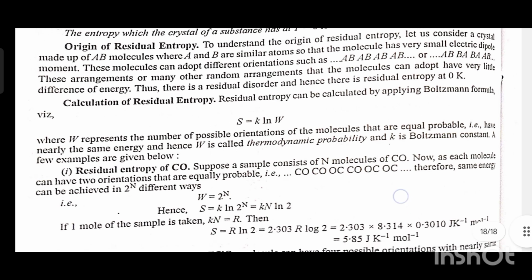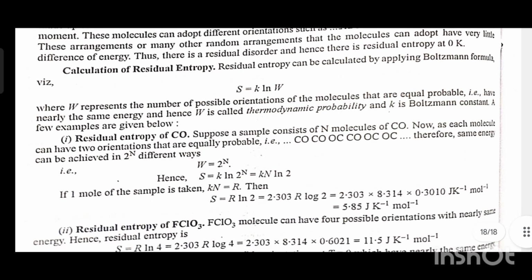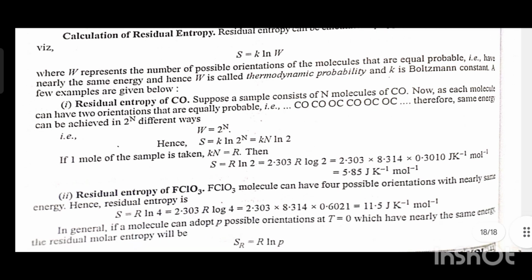Calculation of residual entropy. Residual entropy can be calculated by applying the Boltzmann formula, S is equal to k ln W, where W represents the number of possible orientations of the molecules that are equally probable, that is, have nearly the same energy, and hence W is called thermodynamic probability, and k is the Boltzmann constant. A few examples are given below.